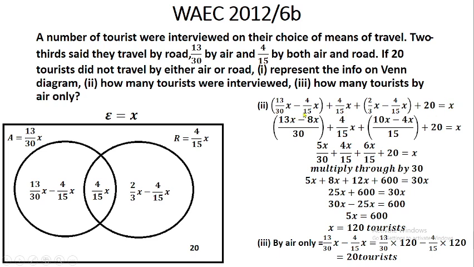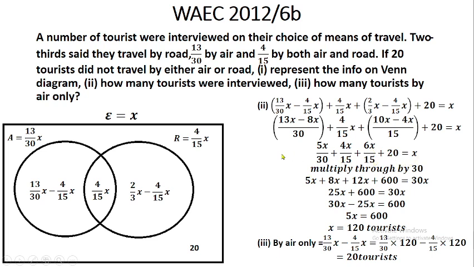X. From there we can simplify. Find the LCM, which is 30. That gives us 13x minus 2 times 4, which gives us 8x, plus 4 over 15x. Plus, you can also find the LCM here, which is 15. 3 in 15 is 5, 5 times 2 is 10, so 10x minus 4x plus 20 equals x. Then collect like terms: 13x minus 8x gives us 5x over 30, plus 4x over 15. 10x minus 4x gives us 6x over 15, plus 20 equals x.